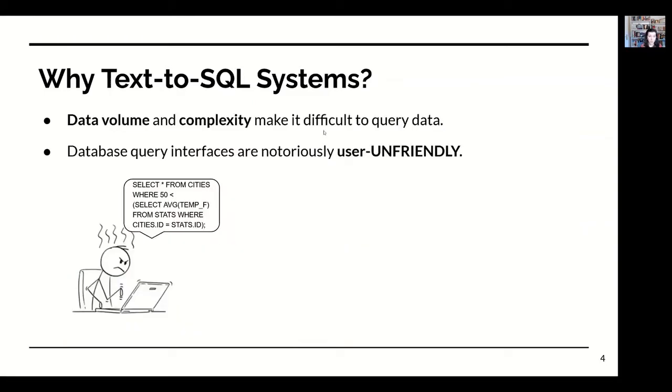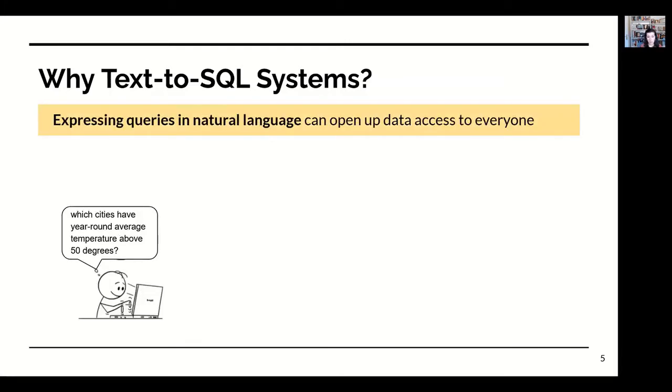However, the volume and complexity of data make it difficult for most users to query data. And database query interfaces are well known for not being very user-friendly. Look here at this frustrated user trying to put together an SQL query to find what they're looking for. It would have been much easier if they could express their need in natural language, because what they're looking for is just which cities have year-round average temperature above 50 degrees.